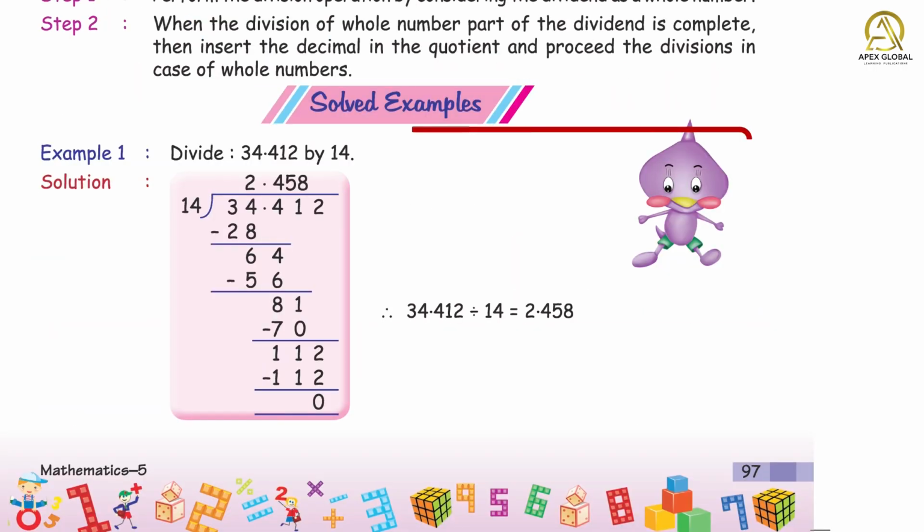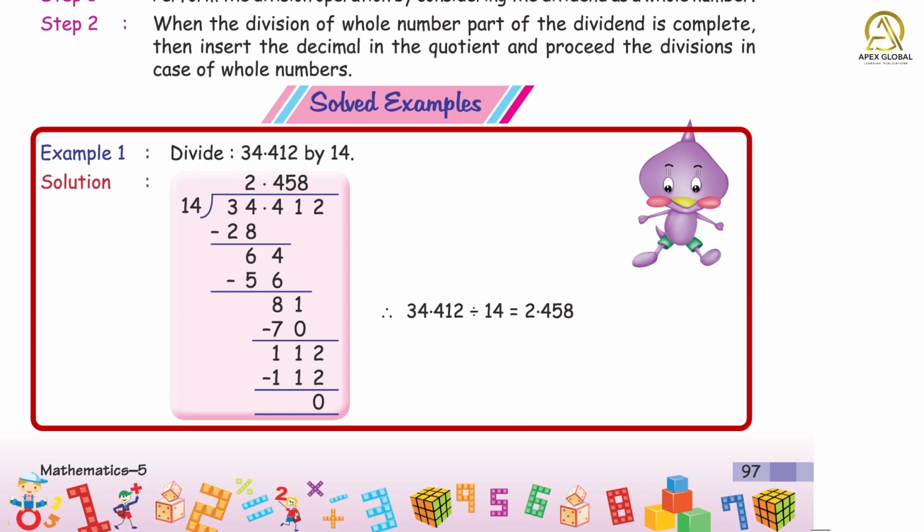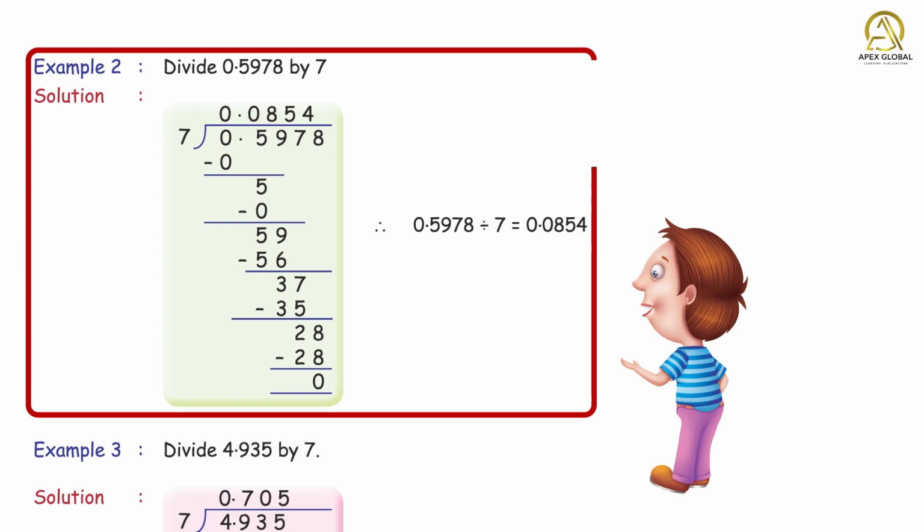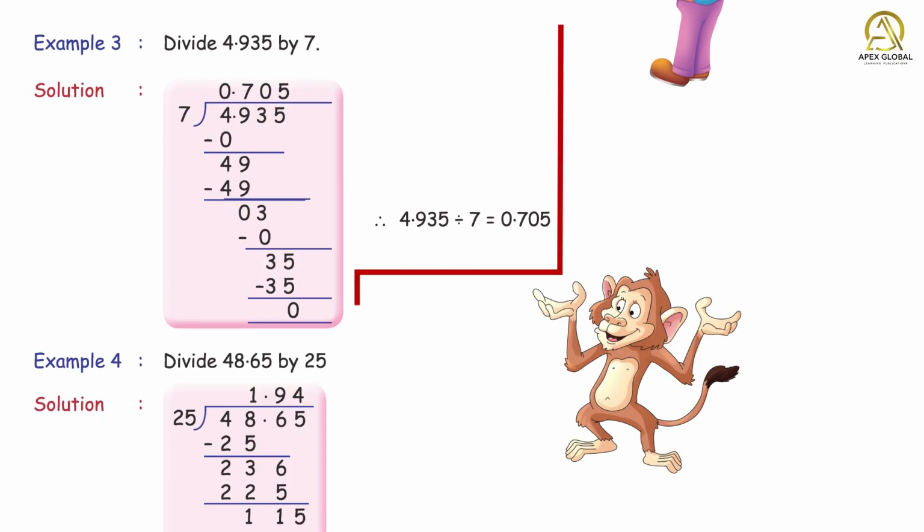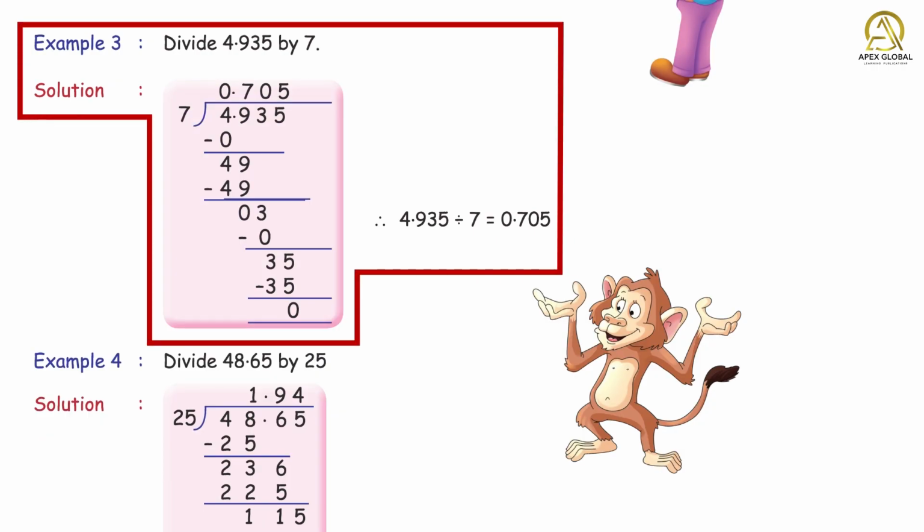Solved example. Example 1. Divide 34.412 by 14. Solution. 34.412 divided by 14 equals 2.458. Example 2. Divide 0.5978 by 7. Solution. 0.5978 divided by 7 equals 0.0854. Example 3. Divide 4.935 by 7. Solution. 4.935 divided by 7 equals 0.705.